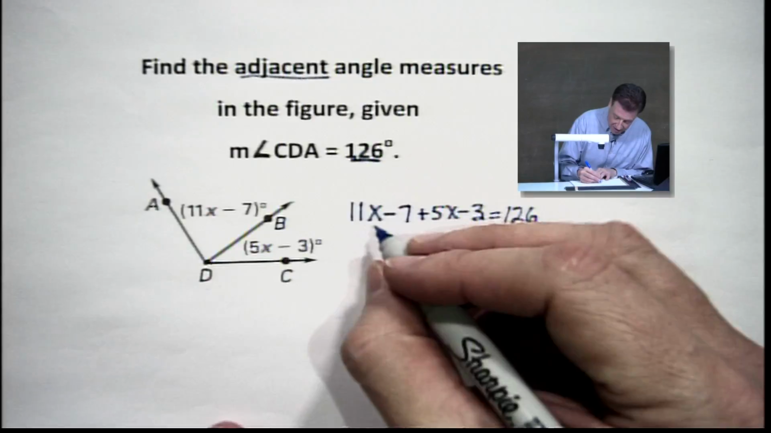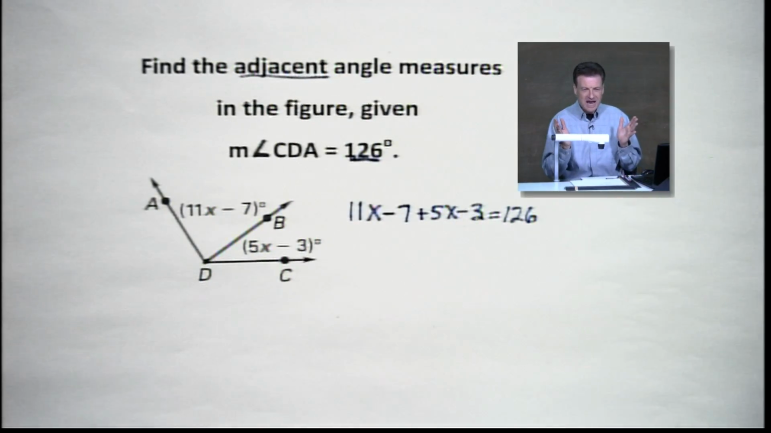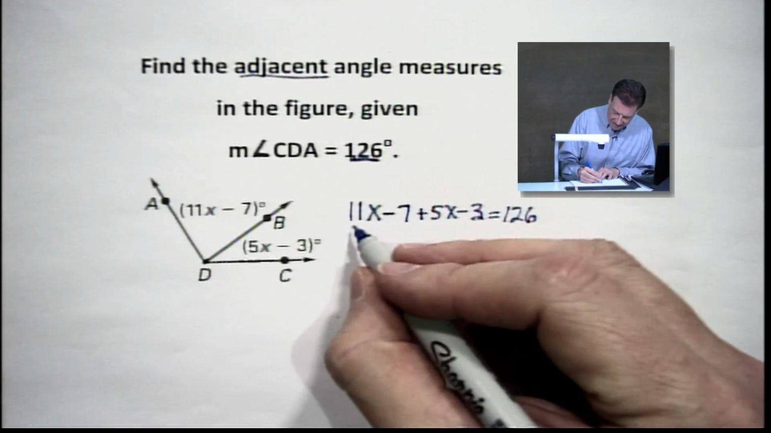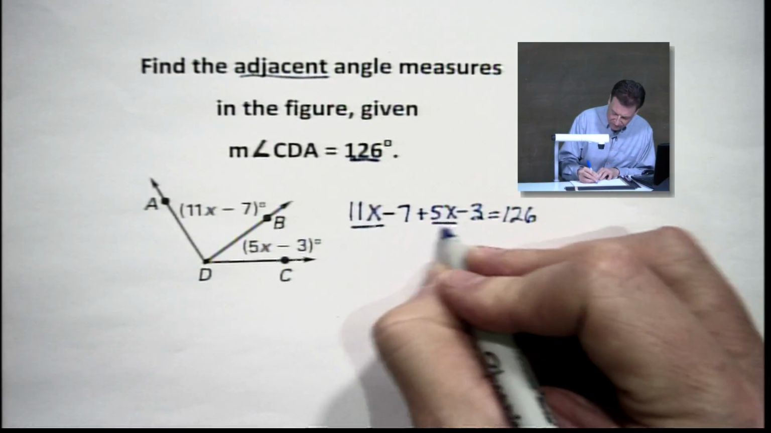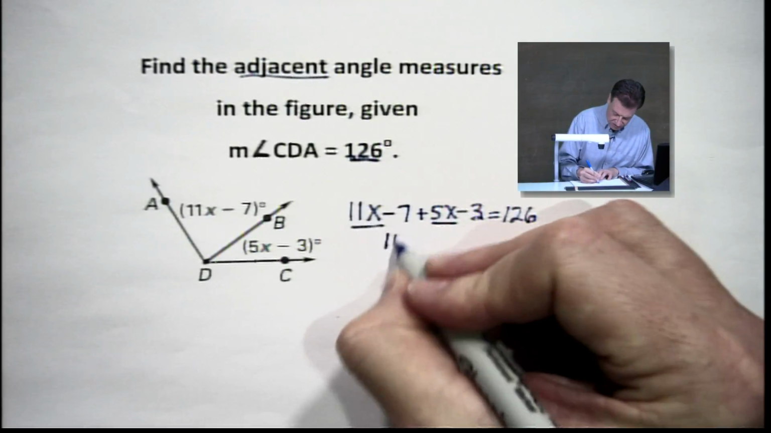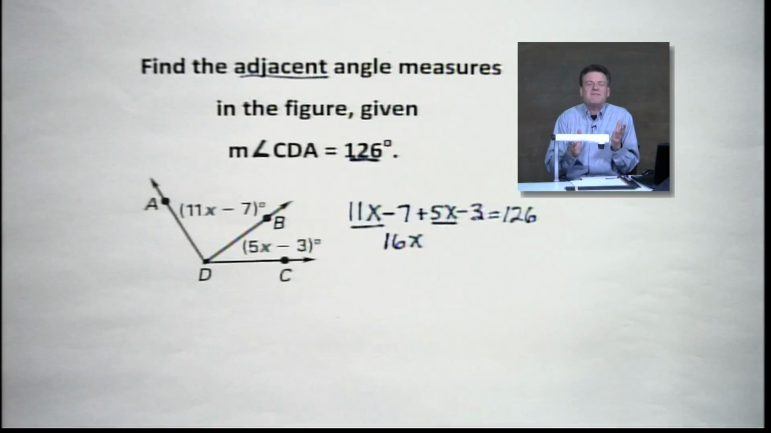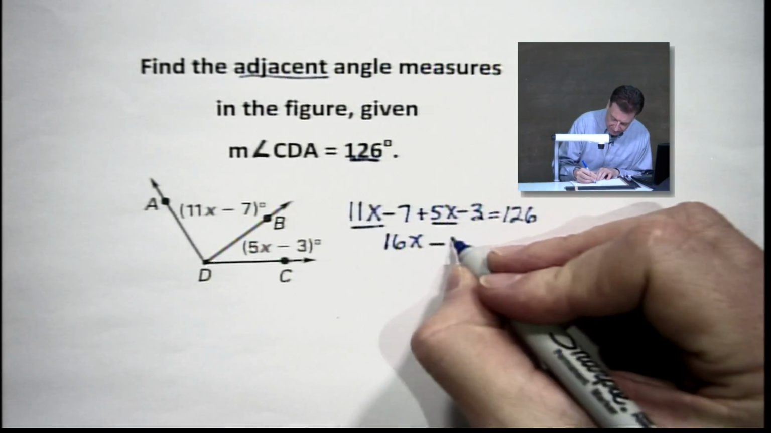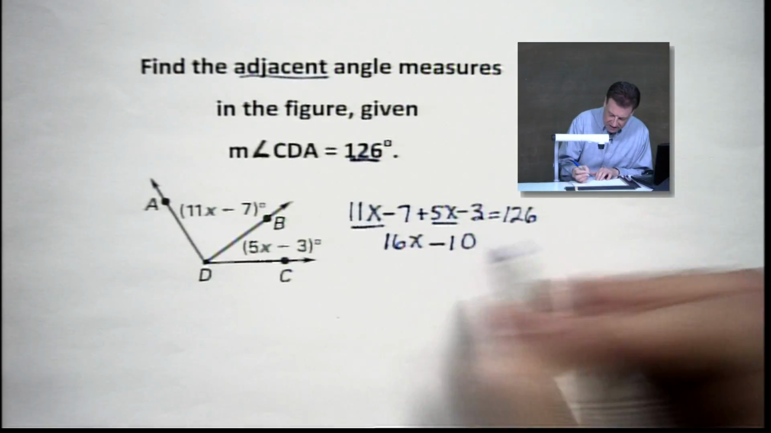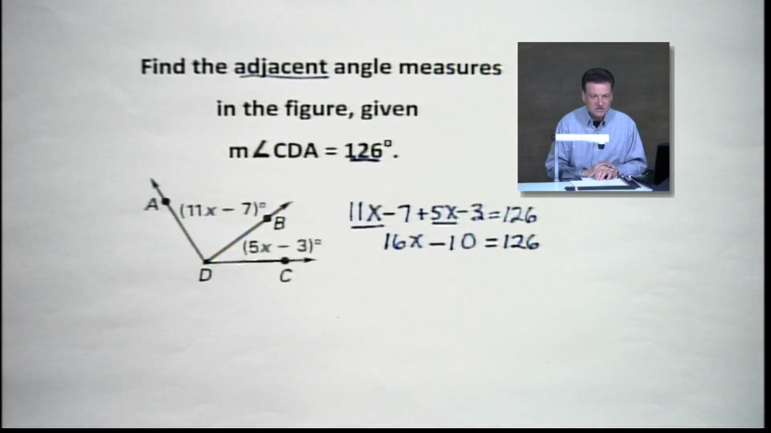Let's see what we've got. Putting things together. Oh, I love to put things together. Don't y'all love to put things together here on Friday afternoon? Let's do it. We've got like terms waiting to join forces here. I count 11 and 5. I'm going to get 16x. And I have a minus 7 and a minus 3. Well, bring it together. Let's get a minus 10 out of that, all right? So again, like terms going together, and all that good stuff is equal to 126 over there.